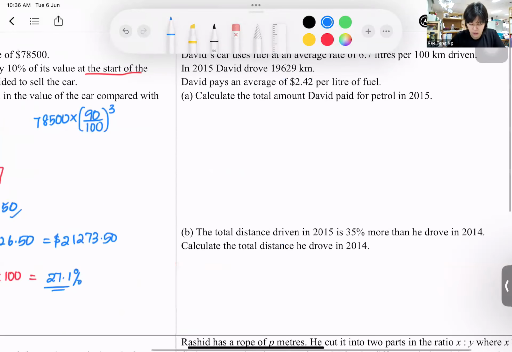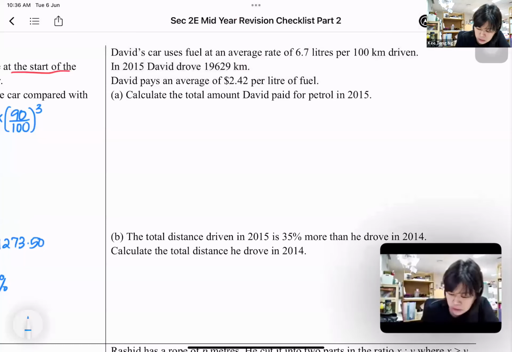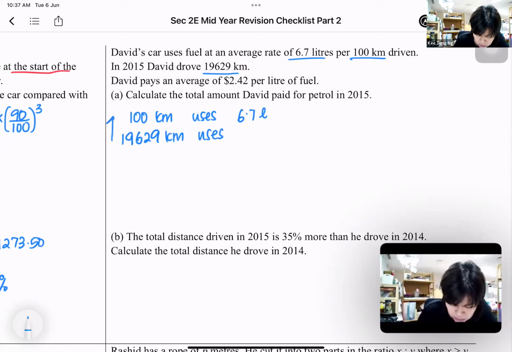Good. Okay, next one. David's car uses fuel at an average rate of 6.7 liters per 100 kilometers driven. So he drove so many kilometers. I should put my 100 kilometers in front since they gave me the kilometers. It uses 6.7 liters. So in 2015, he drives so much. Okay, so how much will I use? I'll take 196 divided by 100 times 6.7.